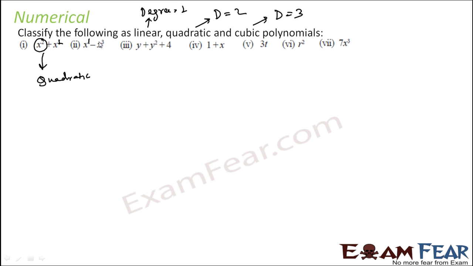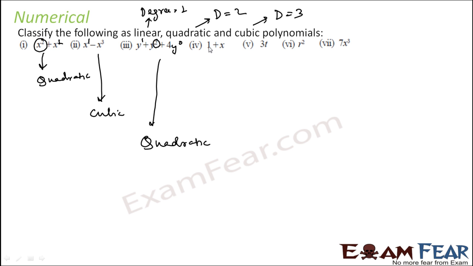Let's check this. X to the power 1, x to the power 3. Both are whole number, so it is polynomial. Maximum power is 3. 3 is what? Cubic. So it has to be cubic. Let's check this. Y to the power 1, y to the power 2 and this is y to the power 0. All are whole numbers, so it is polynomial, yes. Maximum power is y to the power 2. 2 is what? Quadratic. So it is quadratic.